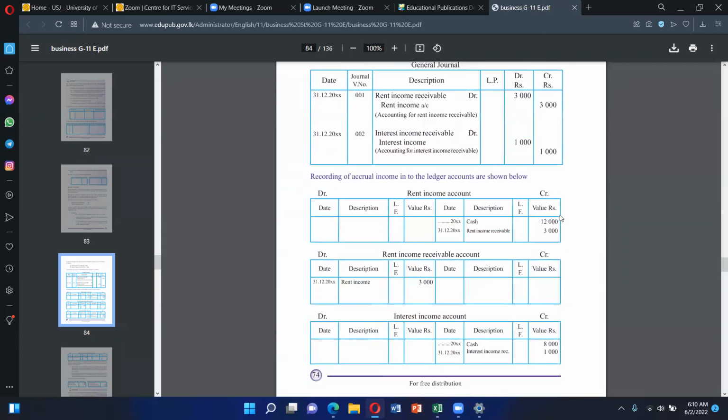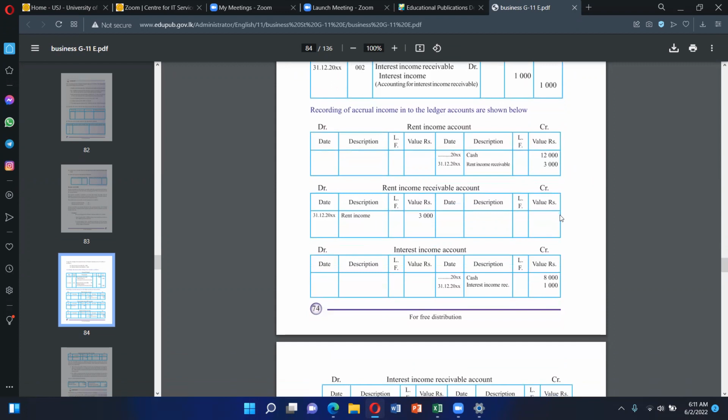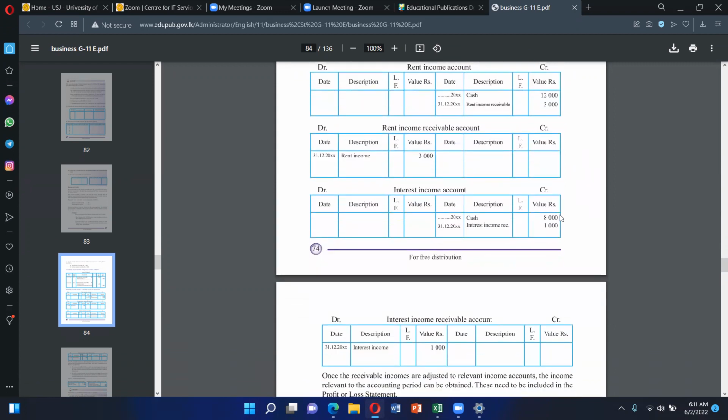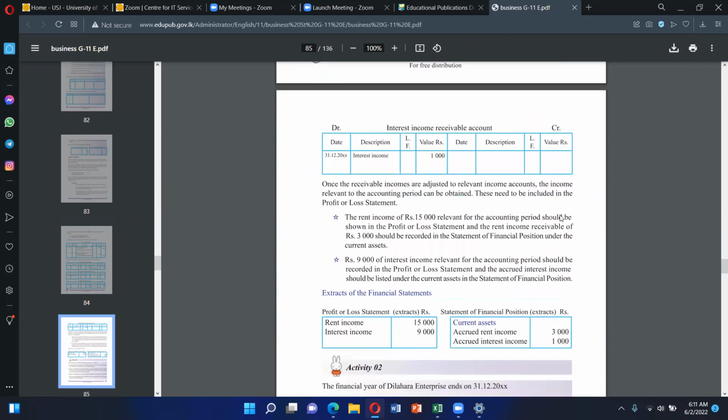So in terms of accounts, you have rent income. Cash, you received 12,000, that needs to be credited, and income receivable 3,000 needs to be credited. Rent income receivable has a debit balance of 3,000. And interest income, cash, you received 8,000, and interest income is 1,000. Interest income receivable is debit 1,000.